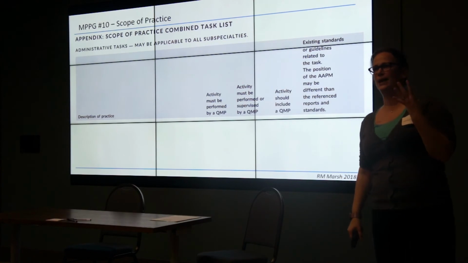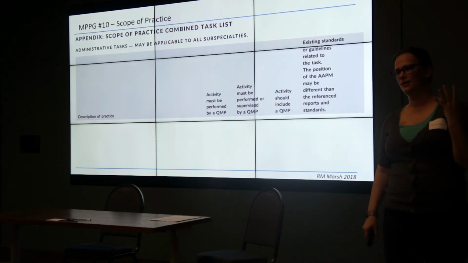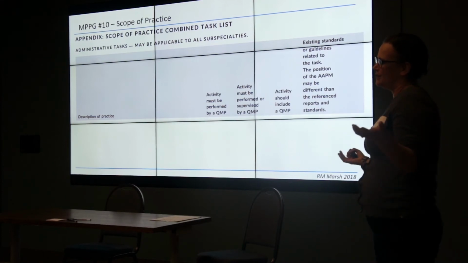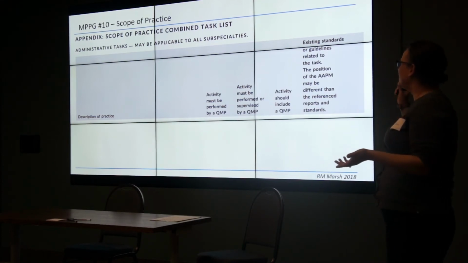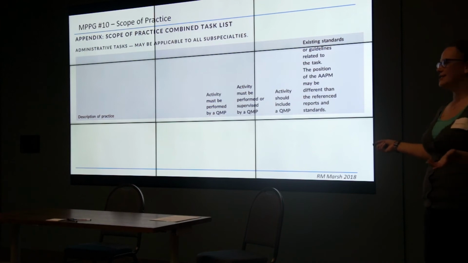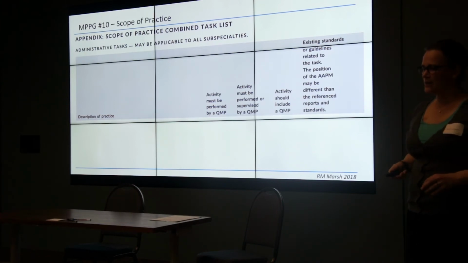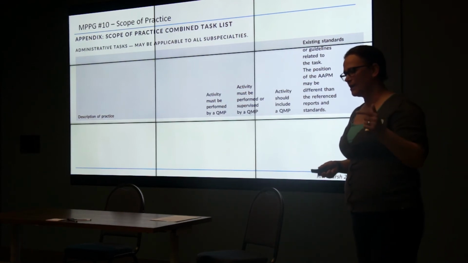So the first 4 pages of the scope of practice document is text. It's an introduction. It goes through some of the definitions that I already went through, so I already summarized it for you. You're welcome. But the last, I think, 11 pages is big, long tables. And I should back up.